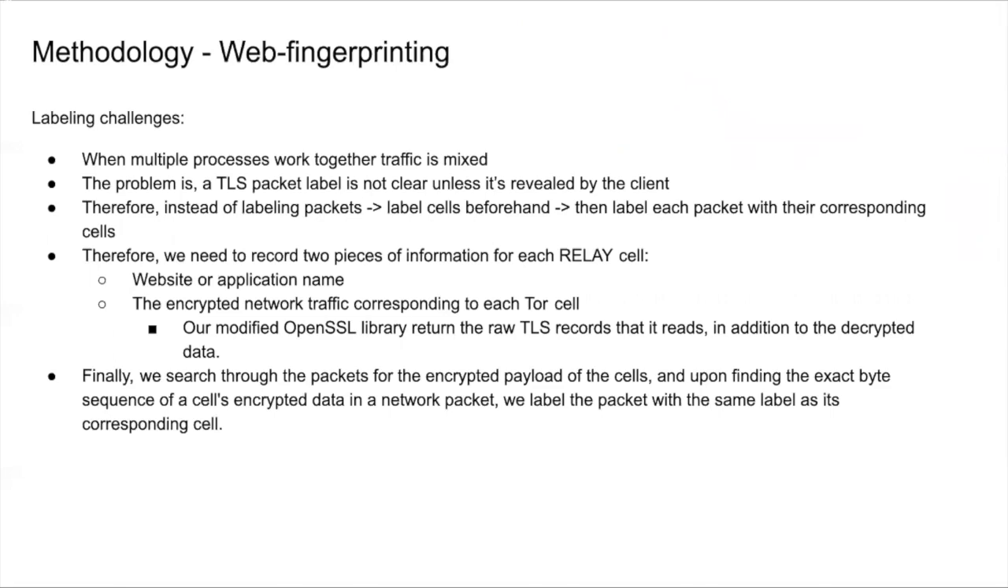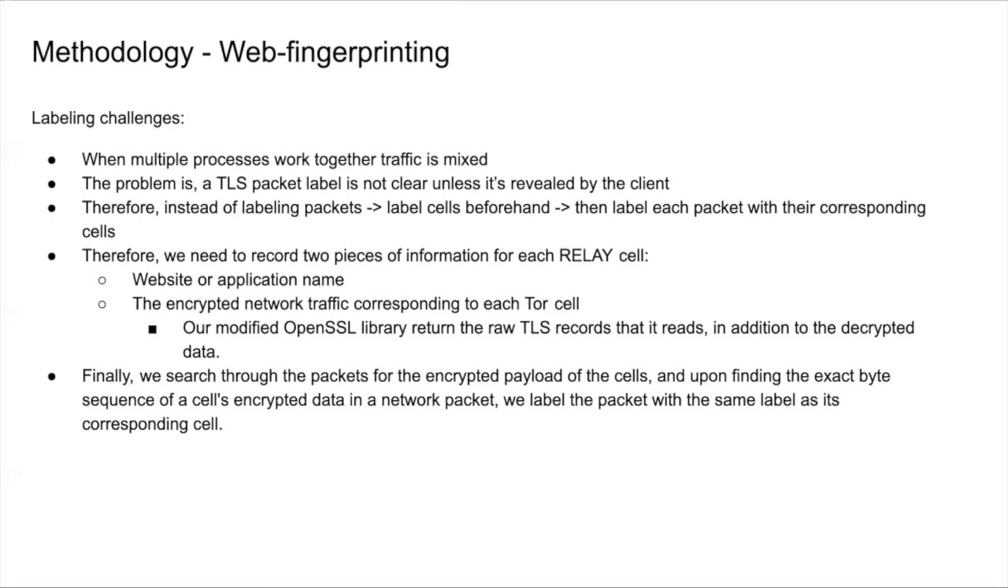For getting the dataset, we have different labeling challenges. The main challenge is that when processes are working together, the traffic is mixed, and so the TLS packet label is not clear unless it is revealed by the client, because we are capturing the backward direction. Because of that, instead of labeling the packet, we should label the cells beforehand and then label each packet with its corresponding cells. Therefore, we record two pieces of information for each relay cell: the website and application name, and the encrypted network traffic corresponding to each cell.